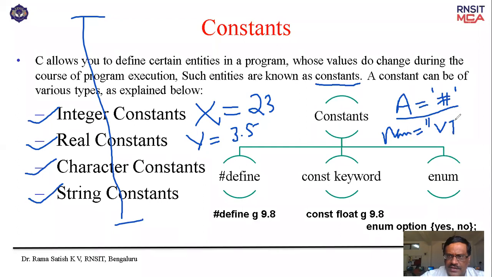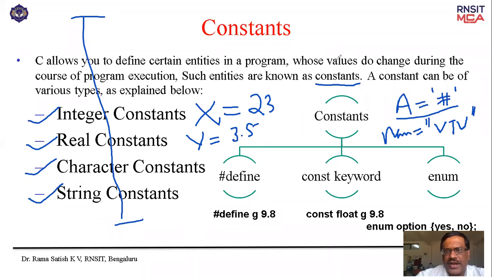I write it as name, defined within double quotes. Whatever you write within double quotes is a string, as you know very well. And name will be VTU in the beginning of the program as well as till the end of the program; its value never changes. So it is a constant only.